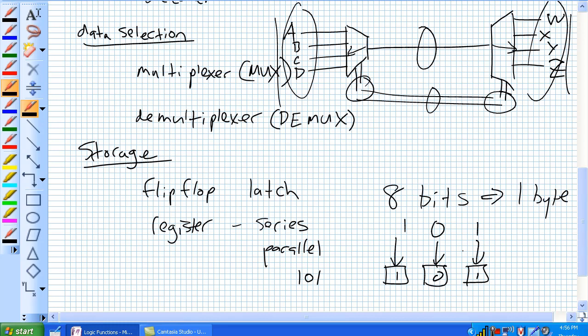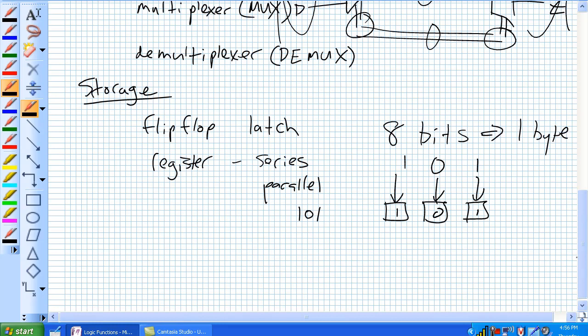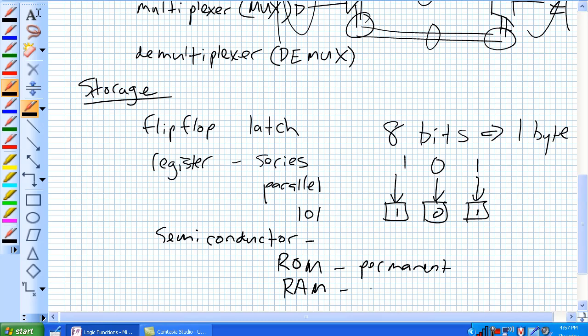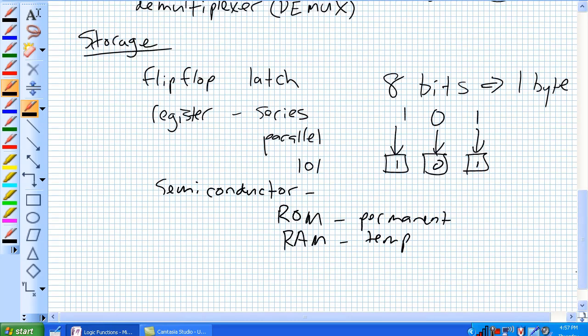Okay? There are semiconductor memories, which are very similar to registers and flip-flops, and those are divided into ROM, read-only memory, and RAM, random access memory. ROM, RAM. ROM, that's permanent. RAM, temporary. When you turn off the computer, it's gone. The last type of storage we'll deal with is magnetic and optical. These are mass storage and backup.